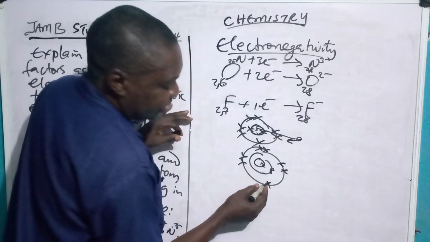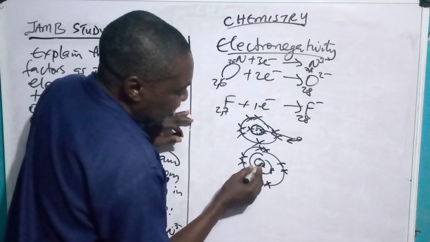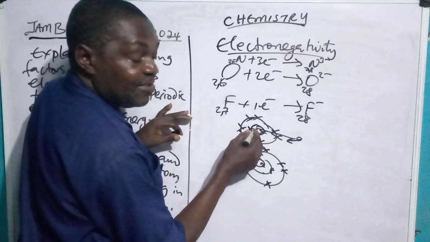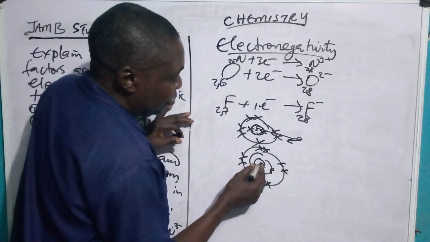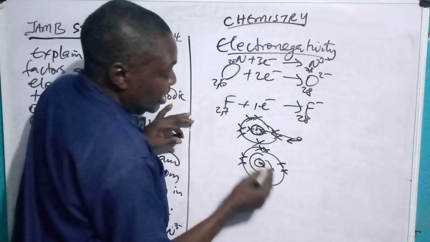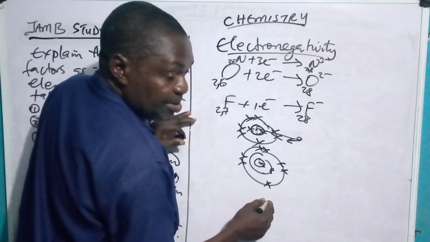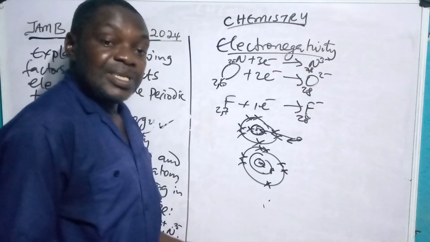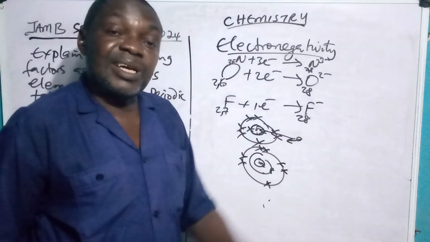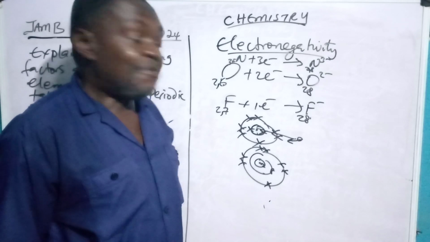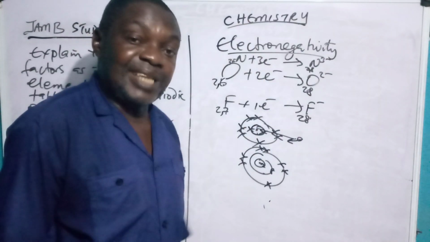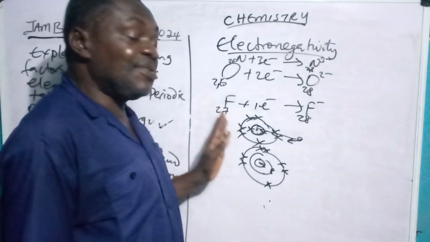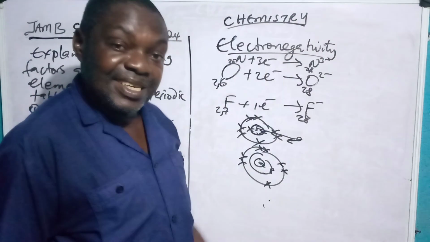This one has 3 shells, period 3. The speed at which fluorine will pick up an electron, because of the power of the nucleus, called effective nuclear charge, is a bit more powerful than that of chlorine. Then talk about bromine. The number of shells is now increasing. As it increases down the group, the ability to pull electrons from outside becomes weakened. Therefore, electronegativity decreases down the group as the number of shells increases. Don't forget that. Electronegativity increases from left to right and decreases down the group.